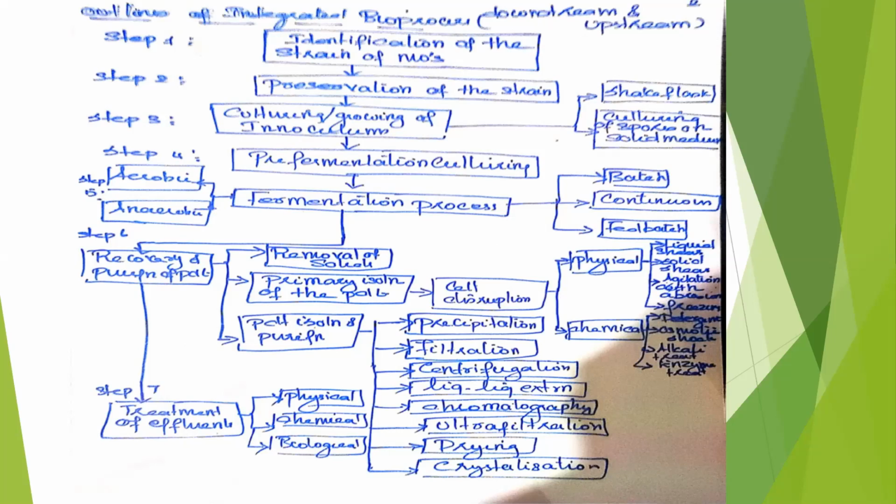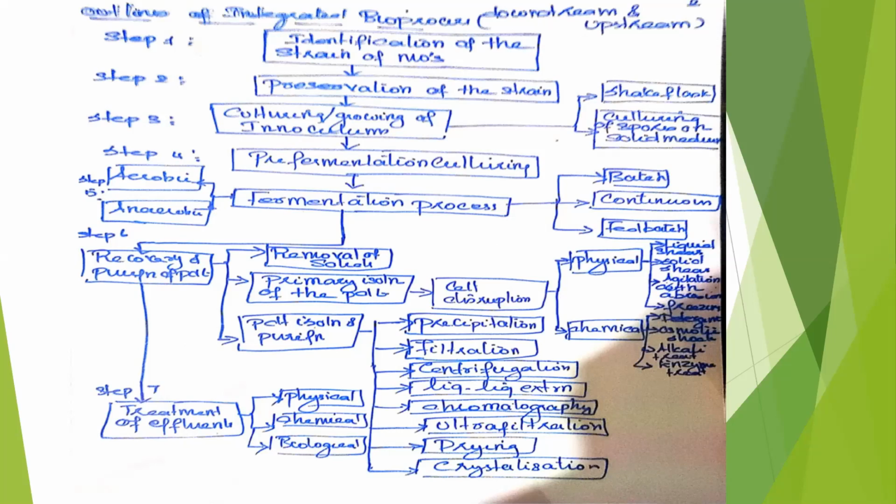And the next is, once that microorganism has been identified, then you have to go for preservation. You will not directly use it, you will use that as a mother strain and you will go for the preservation of the strains. Once the strain is preserved, step 3 is culturing and growing of inoculum. The preserved strain will be used as a mother culture, and from there we will be doing the subculturing, and then we have to grow the microorganisms.